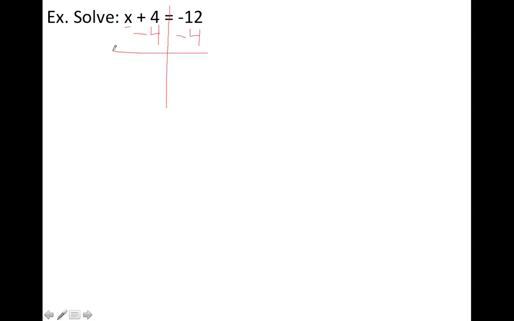Draw our line here. Plus 4 minus 4, those cancel. That was our goal. We're left with x equals, and when you add up negative numbers, just ignore the negative sign. Add them up normally, 12 plus 4, and just put a negative sign out front. So we have negative 16. This may seem very simple and easy, but there are just some things we need to review because they do get a lot harder.